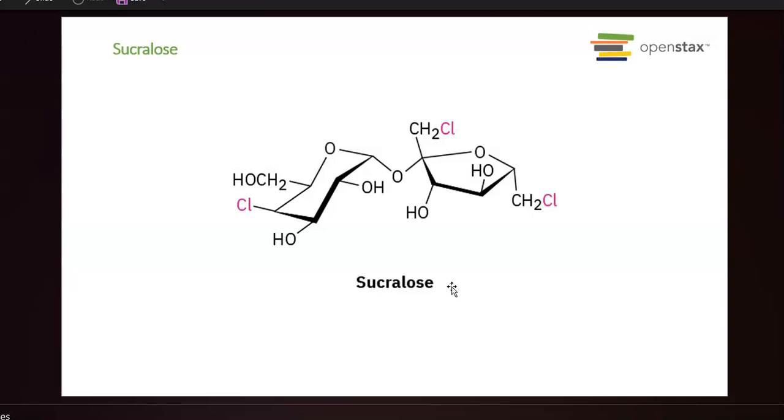We are familiar with the sugar substitute called Splenda, and this is the main component of that compound, where sucralose, which has a carbon halogen bond, is almost 600 times sweeter than normal sucrose. Okay?